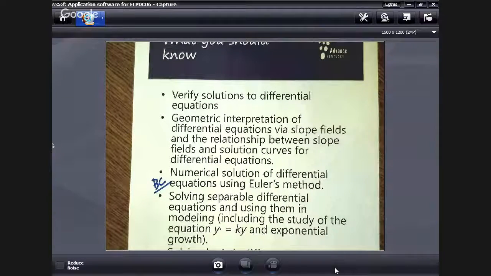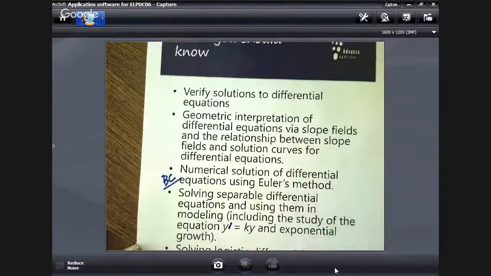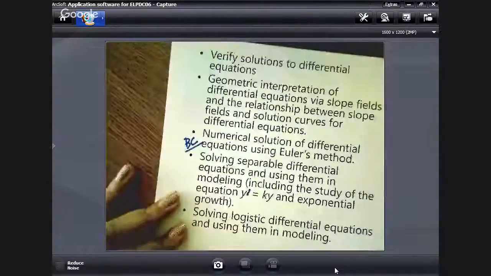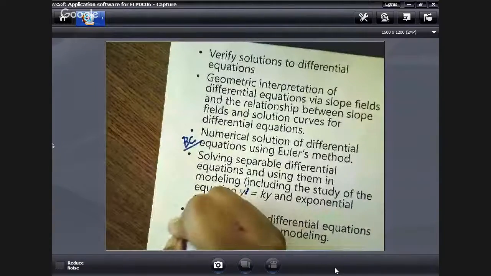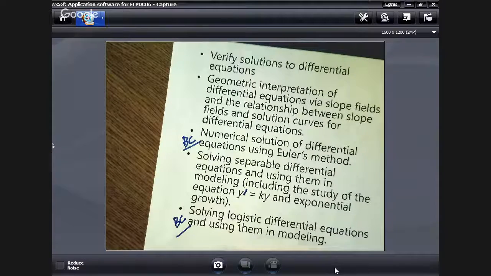Solving separable differential equations and using them in modeling. That includes functions of the form y prime equals ky and the exponential growth and decay functions. Again, these types of functions are on both the AB and the BC exam. And lastly, under this general area of differential equations, the BC only topic of solving logistic differential equations and using them in modeling. So I'm going to start with Euler's method, which is a numerical solution.